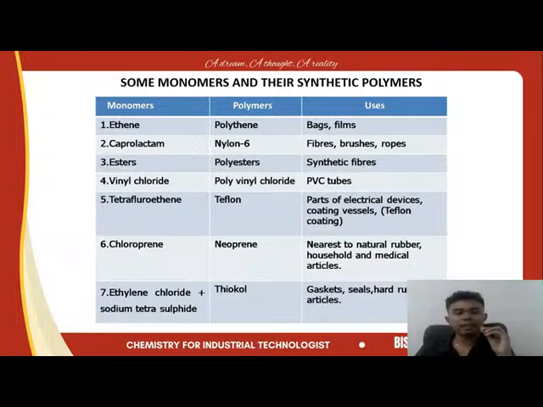Next, we have ethylene chloride and sodium tetrasulfide, which are monomers. When we combine these two monomers, we have the polymer called thiocol. So example number seven is a copolymer because it's two or more monomers. Thiocol is used for gaskets, seals, and hard rubber articles. I hope that's clear.